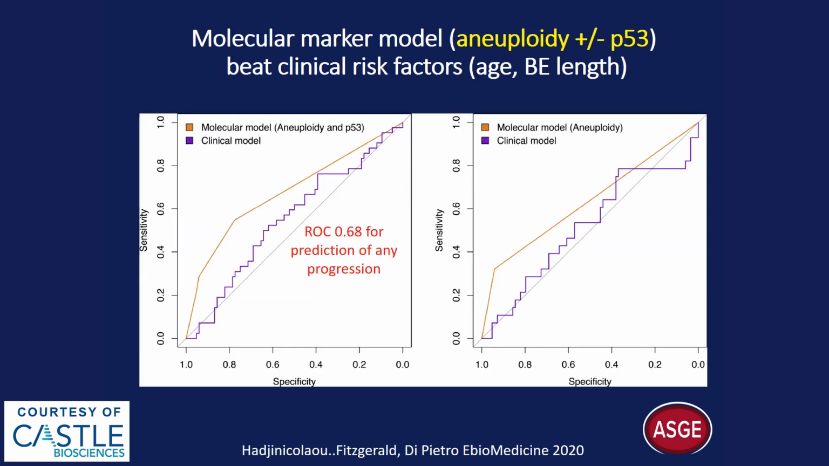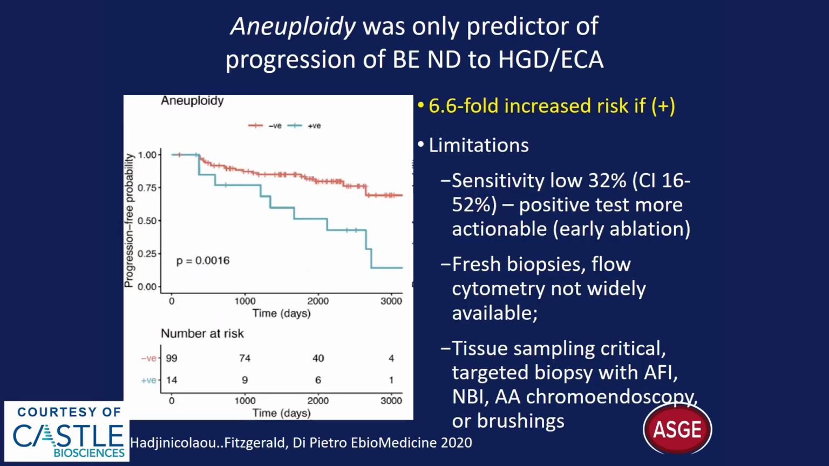When you combine aneuploidy with P53 immunostaining, this molecular marker model beat clinical factors such as age and Barrett's length, with a ROC curve of 0.68 for prediction of any progression. Aneuploidy is also an important molecular marker to predict Barrett's progression from no dysplasia to high-grade dysplasia or cancer. In this prospective multicenter cohort study, aneuploidy showed a 6.6-fold increased risk if positive.